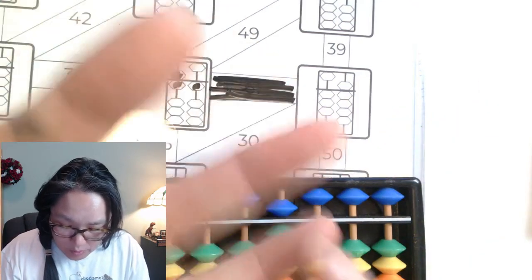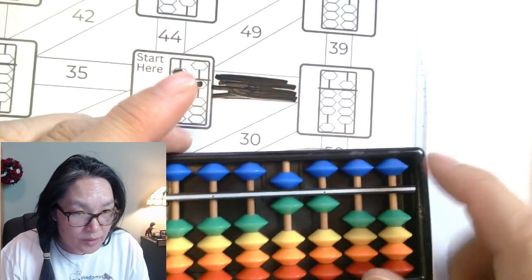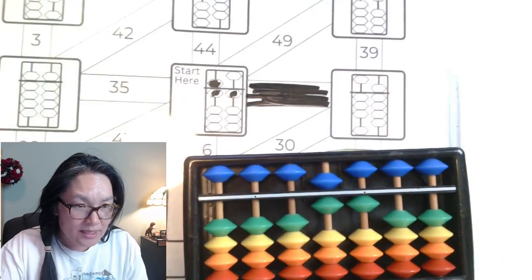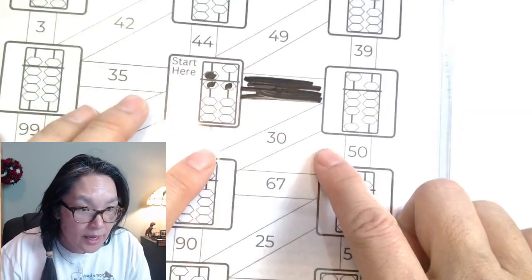We can do adding, subtraction, multiplication, division. But the first thing we would do is understand how to read the abacus. And that's what we're doing right now. So here's a couple of worksheets that I've created. And if this number is here, what number would this be?